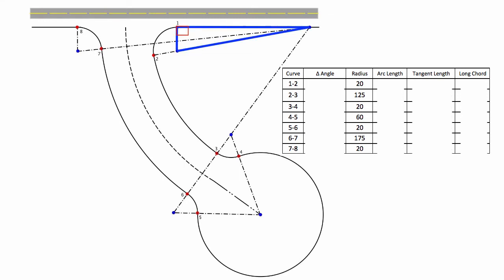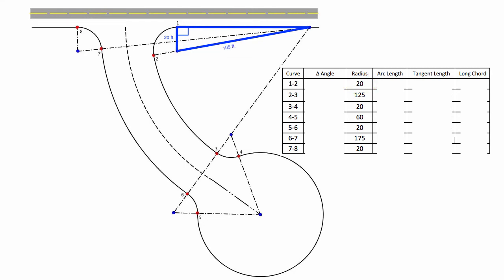The angle at point 1 is 90 degrees. The distance from point 1 to the center of curve 1 to 2 is 20 feet, the transition radius. The distance from the center of curve 1 to 2 to the center of curve 2 to 3 is the radius of curve 2 to 3 minus the radius of curve 1 to 2, which equals 105 feet.